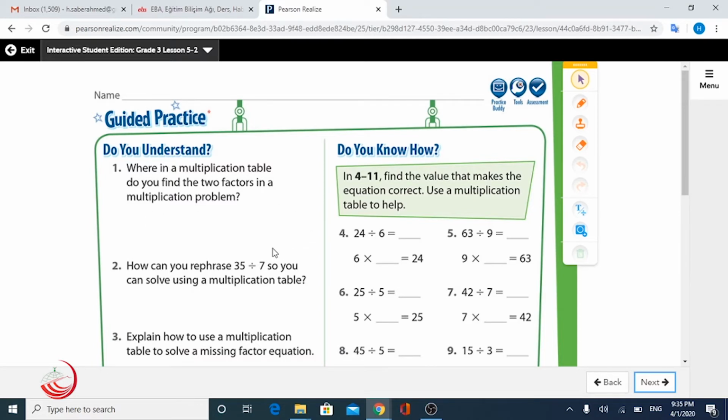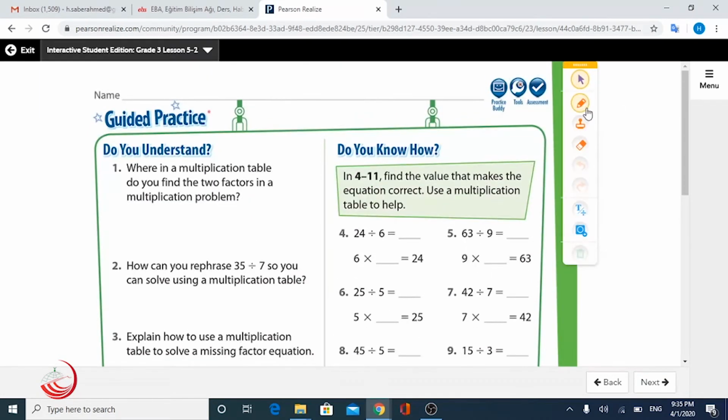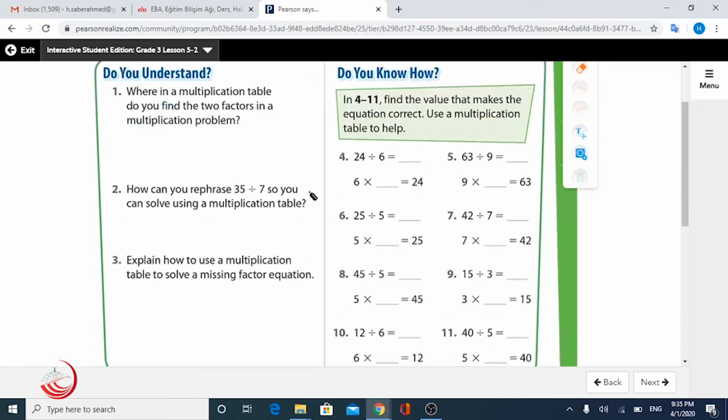Easy? Very good, excellent. How can you rephrase 35 divided by 7 so you can solve using a multiplication table? Okay, how can I rephrase this division equation? You tell me. How can I rephrase it? I will think about the 7.